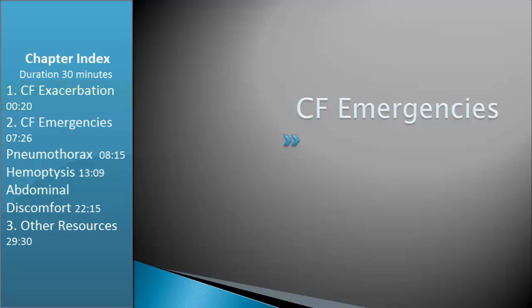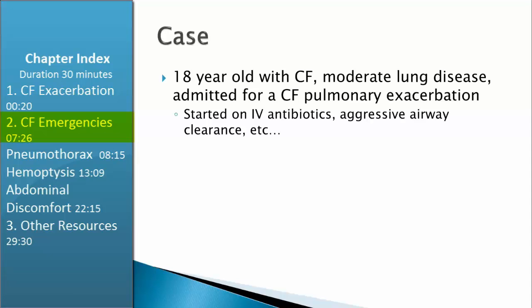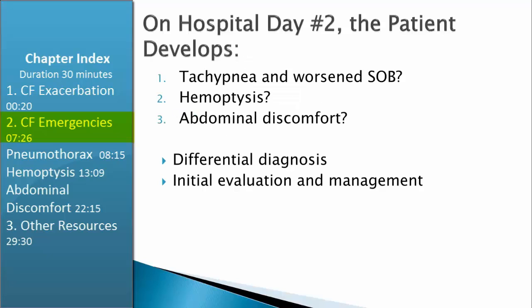I'm going to transition to talk about the CF emergencies to prepare you for some of the things that come up oftentimes at night and to also help your house staff with these emergencies. So we're going to start with a case. This is an 18-year-old with CF who has moderate lung disease. She's admitted for a CF pulmonary exacerbation, and she's started on IV antibiotics and aggressive airway clearance. This is basically your typical CF exacerbation admission. We're now going to go through a couple of scenarios that might come up with this patient.